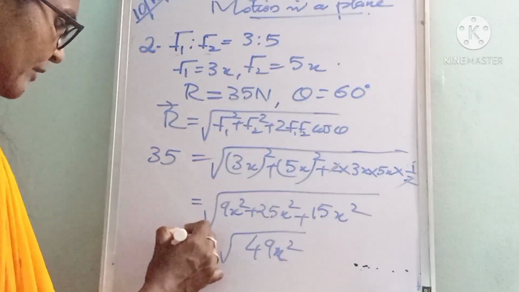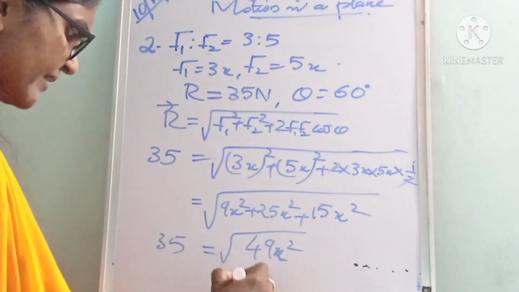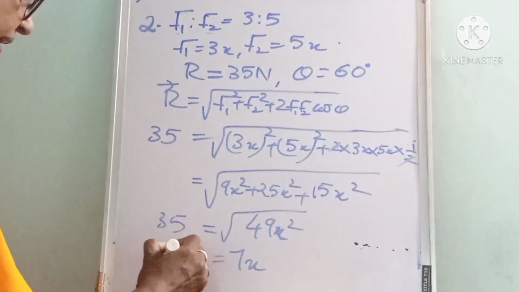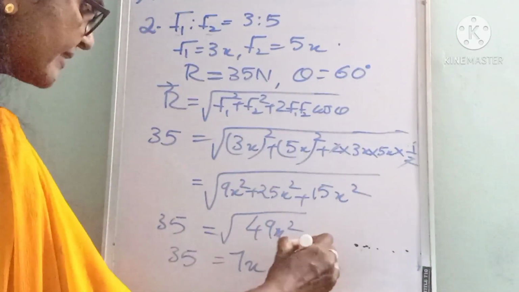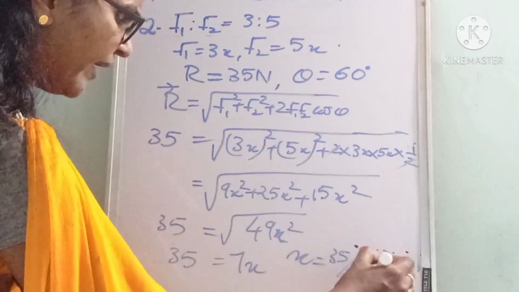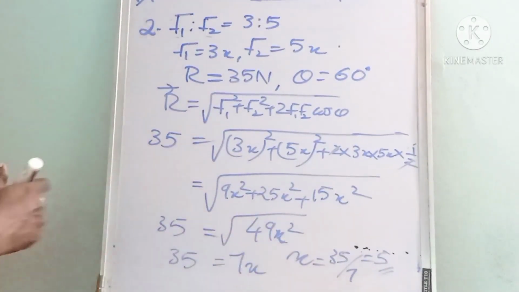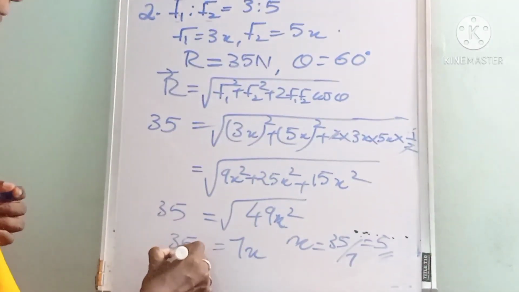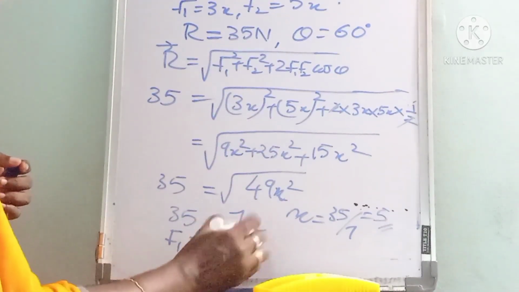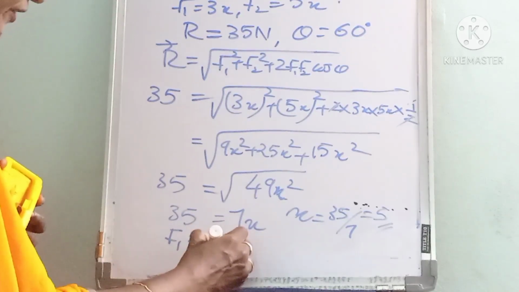So 35 is equal to the square root of 49x square, that is 7x. So 35 is equal to 7x, and x can be written as 35 by 7, that is 5. So we got the value of x as 5. Then substitute F1, which is 3x. Then 3 into 5 is 15 Newton.